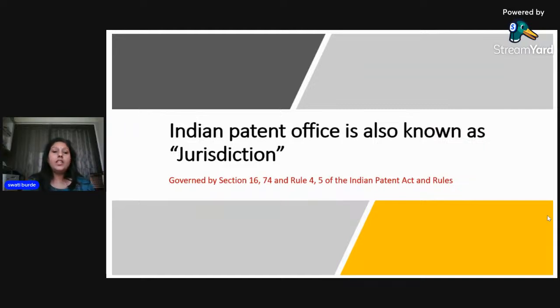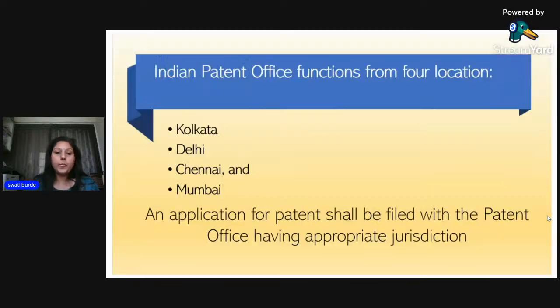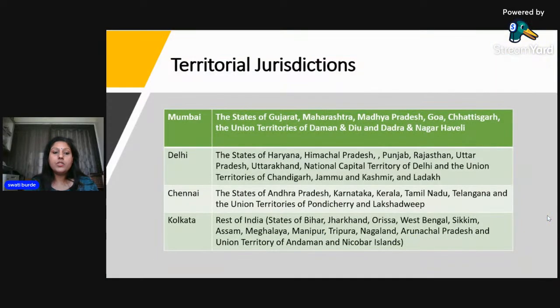Now I will talk about the jurisdiction, that is what are the Indian patent offices in India and where your jurisdiction lies, that is where to file your patent application. So there are 4 patent offices in India, that is in Kolkata, Delhi, Chennai and Mumbai. An application for patent shall be filed with the patent office having appropriate jurisdiction. So how to identify this jurisdiction is, these are the states which are being controlled by each patent office.